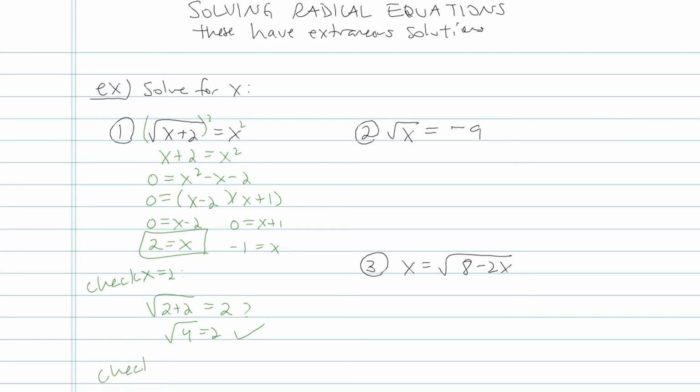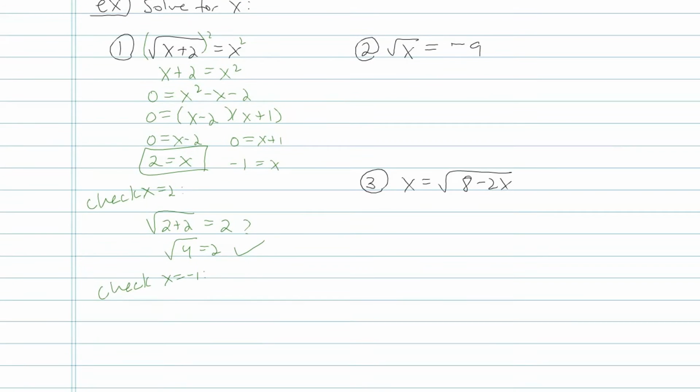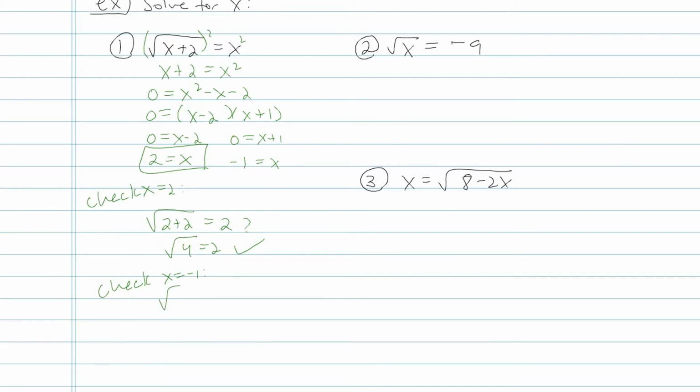Let's see what happens when I check x equals negative 1. Is it true that the square root of negative 1 plus 2 is equal to negative 1? Square root of 1 equals negative 1? It doesn't. So some of you guys know that the square root of 1 could be 1 or negative 1, but here we're dealing with the principal square roots only, meaning the positive versions only. Square root of 1 is not negative 1, so in fact, negative 1 is called an extraneous solution.